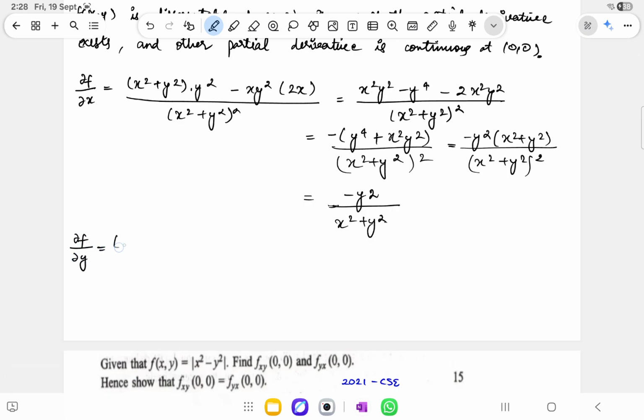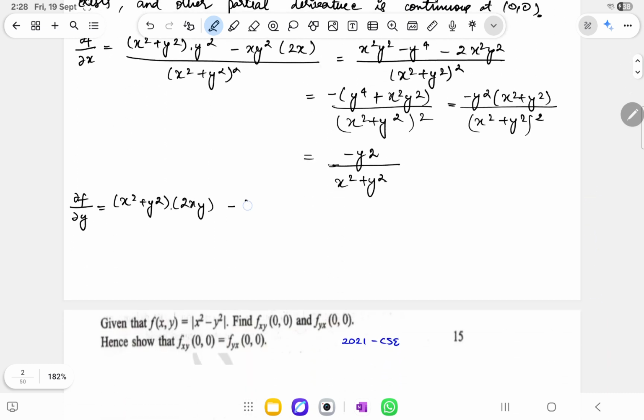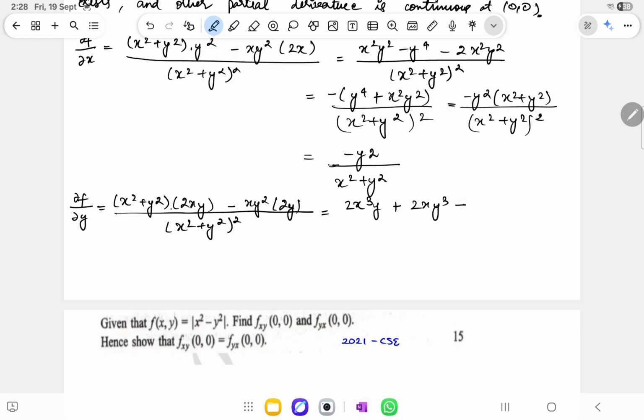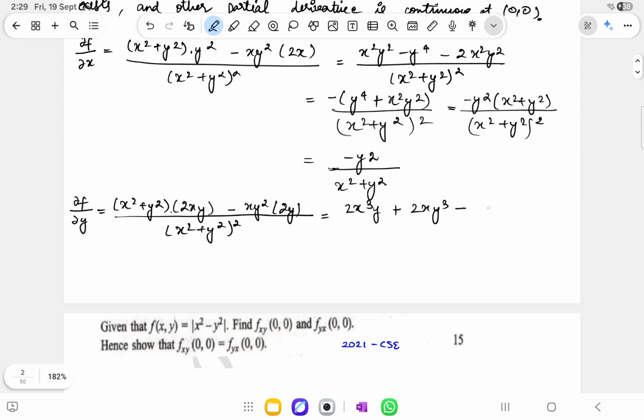Now the partial derivative of f with respect to y will be x square plus y square into 2xy minus x y square into 2y, divided by x square plus y square whole square, and this will be equal to 2x cube y plus 2x y cube minus 2x y cube, divided by x square plus y square whole square.